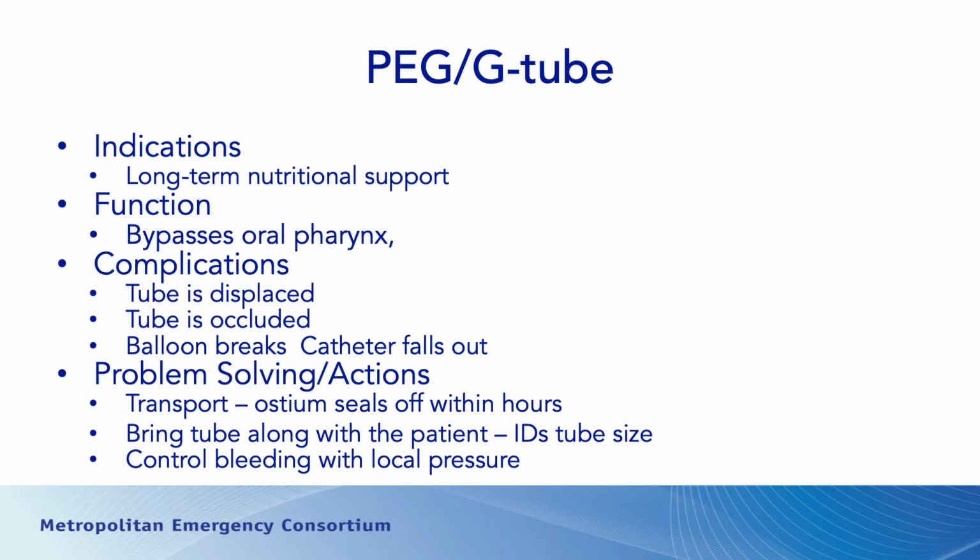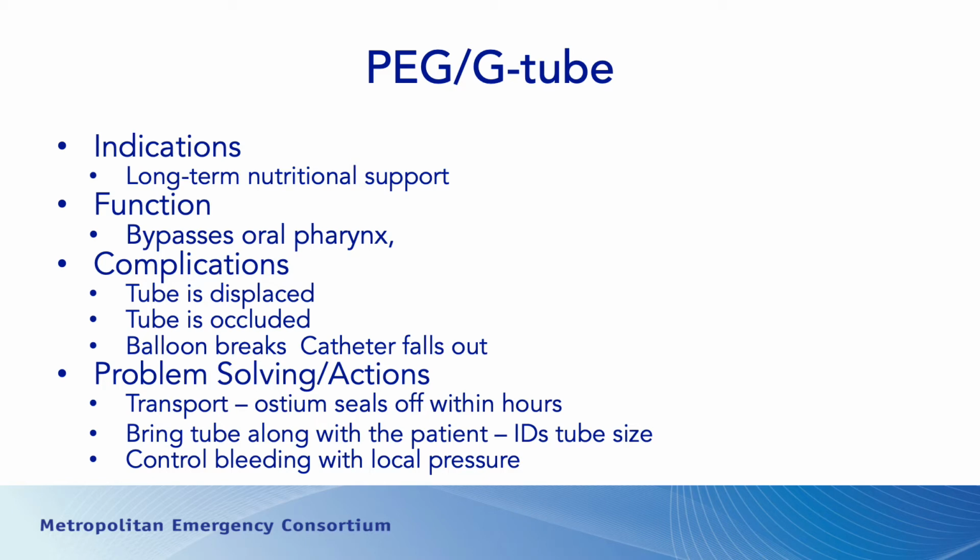Once the hole seals off, the patient's going to have to go through another procedure, whether it's an open G tube placement by a surgeon or another endoscopic procedure by the gastroenterologist. Once that hole seals off, we can't put a tube back in through the hole. So that's why these patients, while not time critical, really need to get to the hospital as quickly as possible so they can replace the tube.